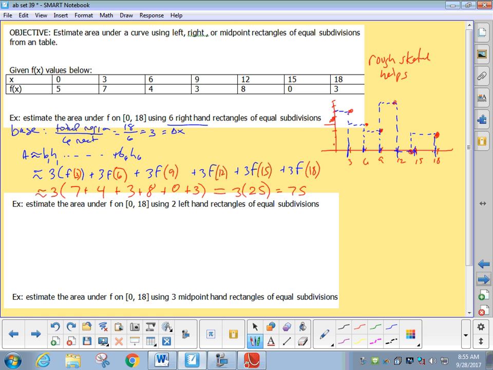I don't really know if this is an over or underestimate because it's really about whether the function's increasing or decreasing, and it's kind of all over the place. So I wouldn't say overestimate or underestimate. I'd just say whatever.